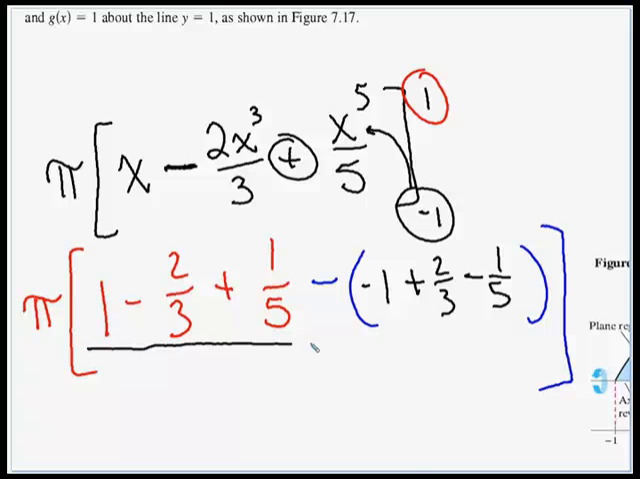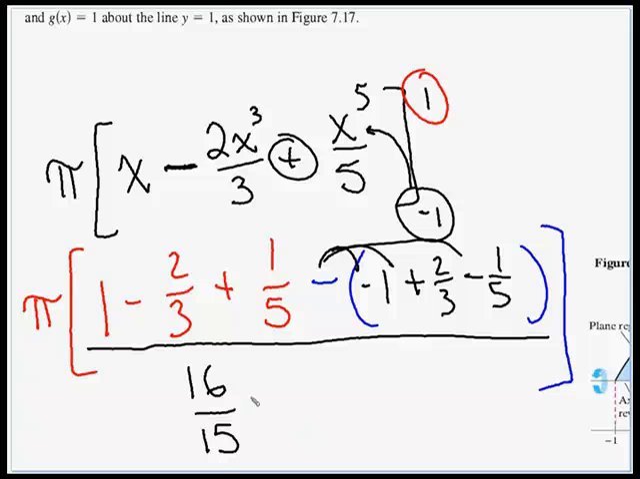And if we work just within the brackets, get a common denominator, distribute this negative, collect up everything, we're going to get 16/15, and then times pi. Units to the 3rd power.